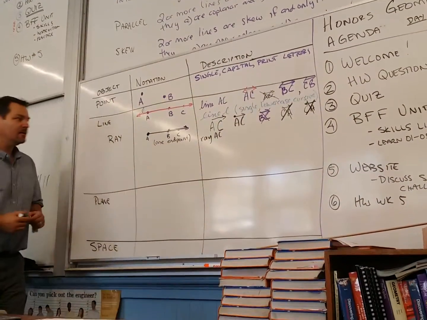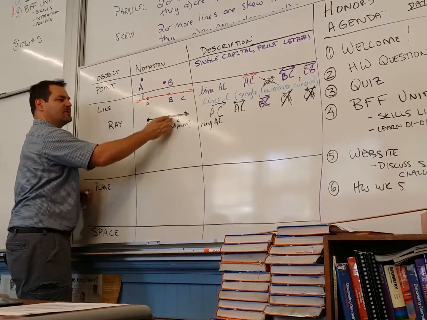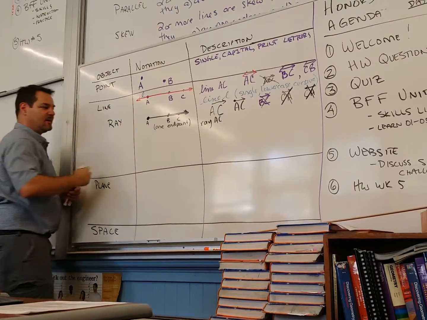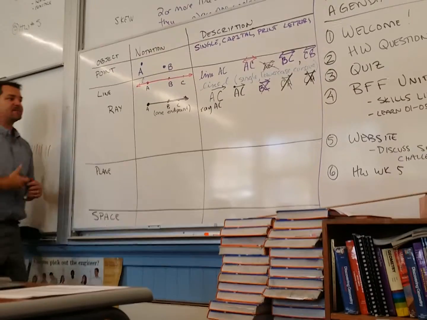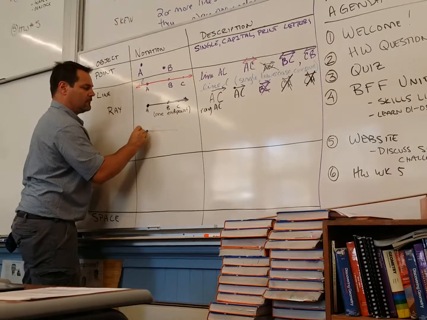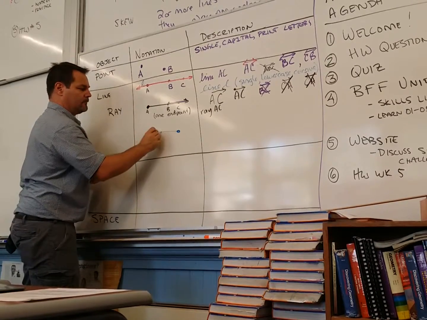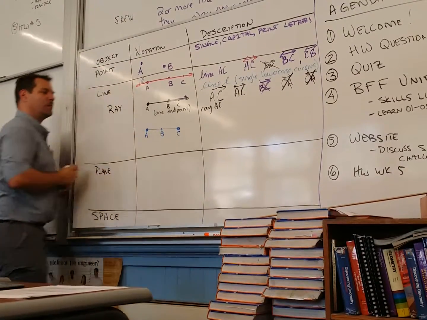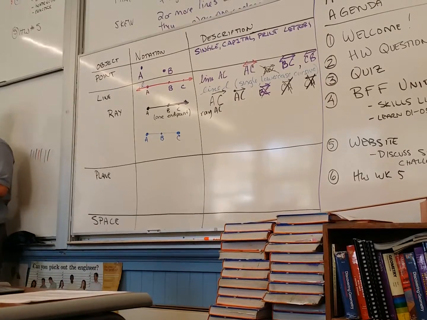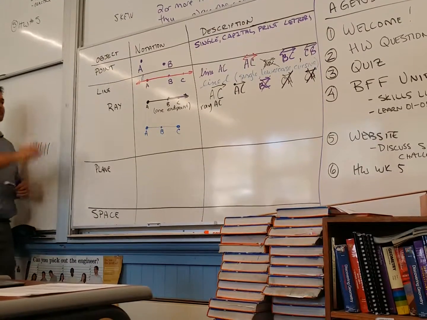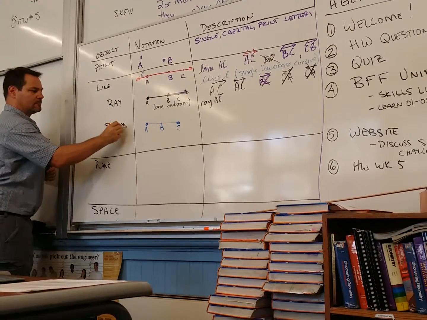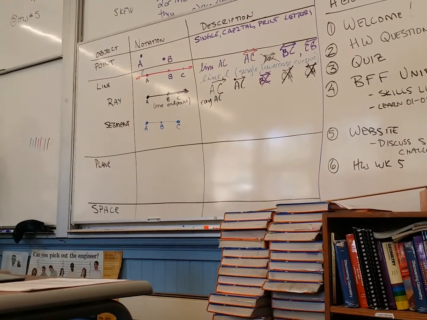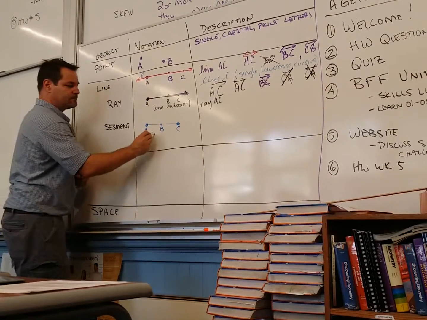Third type of line. First we had infinite in both directions, then we cut it off at one end, adding one endpoint. Now we're going to cut it off at two ends. In other words, add two endpoints. What do we call that? Segment. Excellent. It's part of the line, and it is a segment.